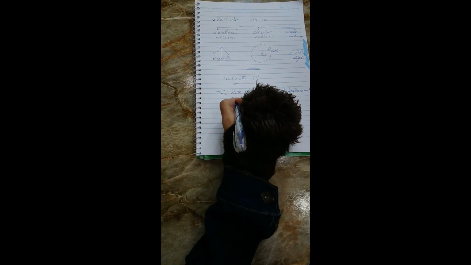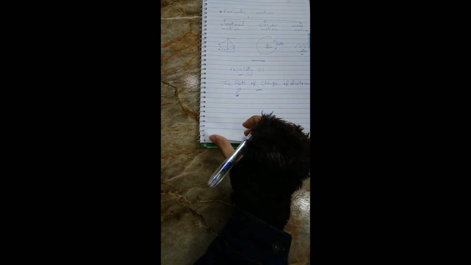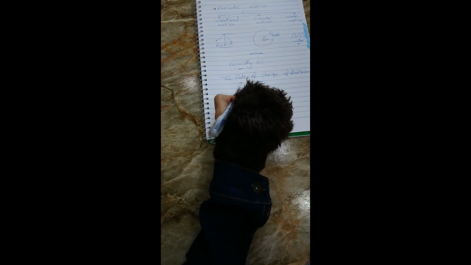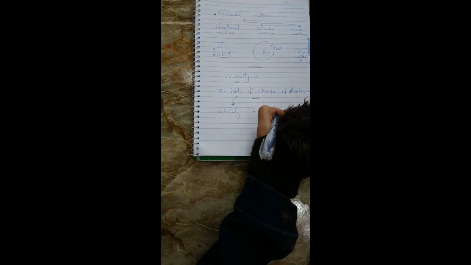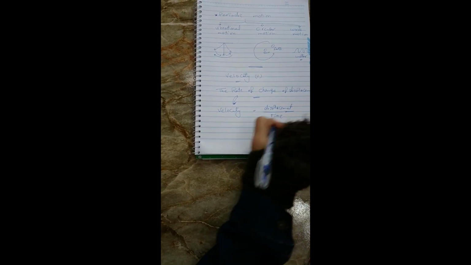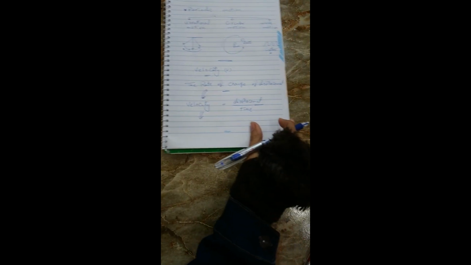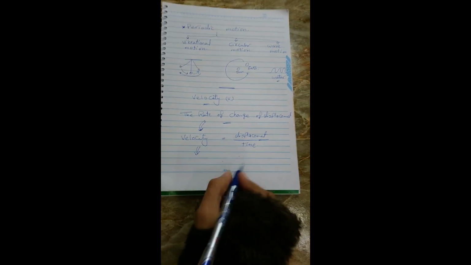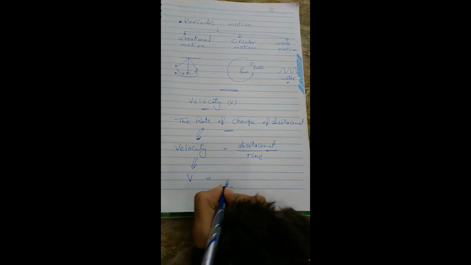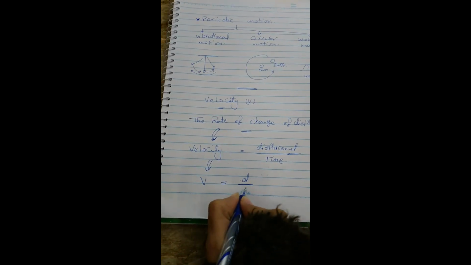Now we will change the definition into a relation. We write the relation of the velocity as velocity equals displacement over time. And now we will change the relation of the velocity to a rule or physical equation. In the physical equation, we write the physical quantity by its symbol. Velocity symbol is V equals displacement D over time T.